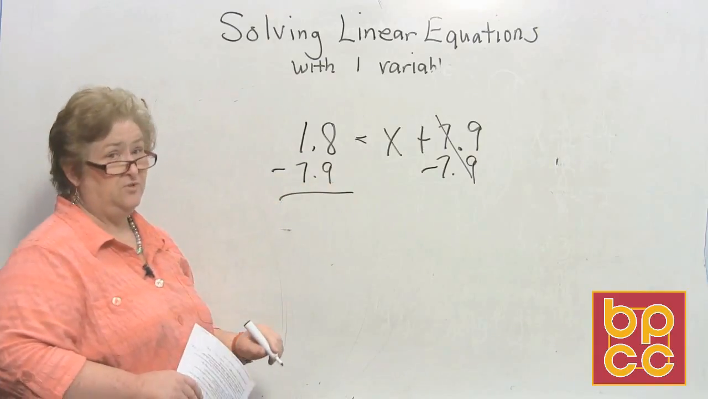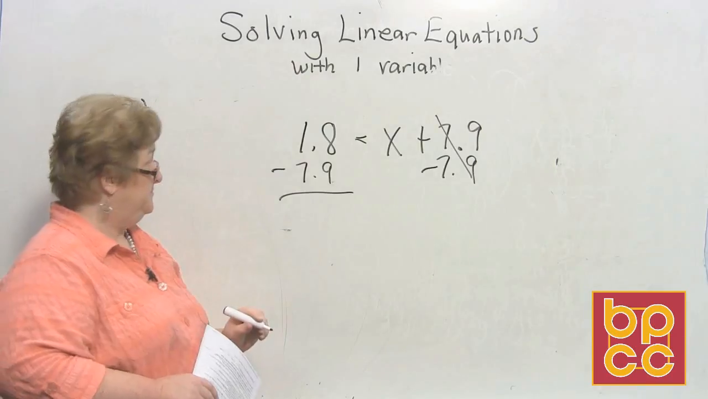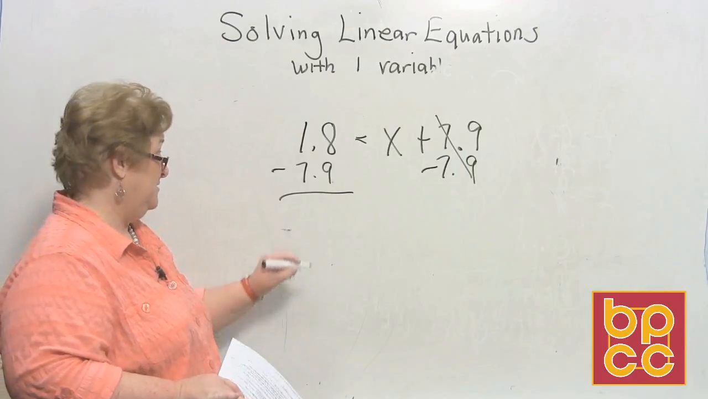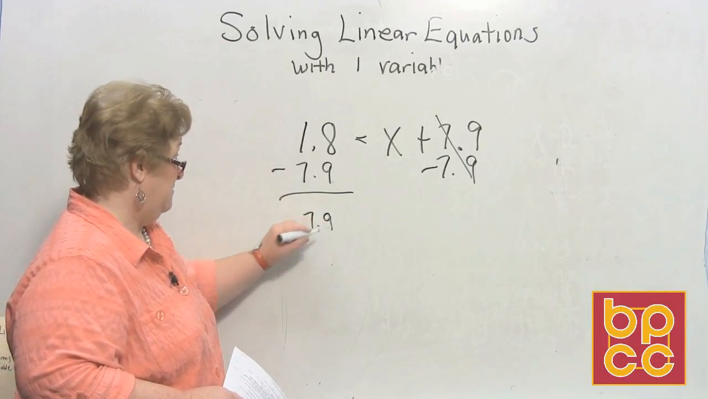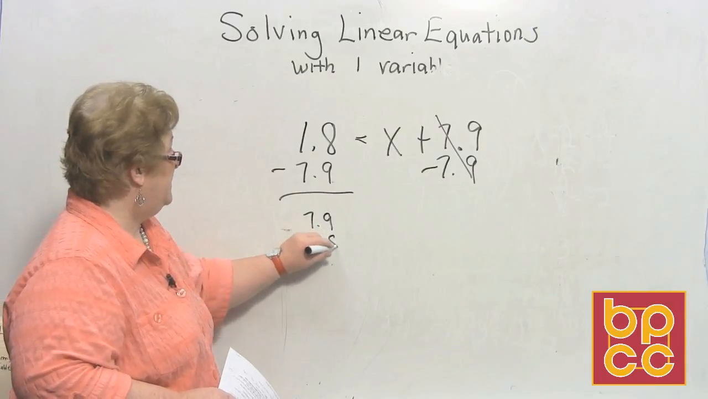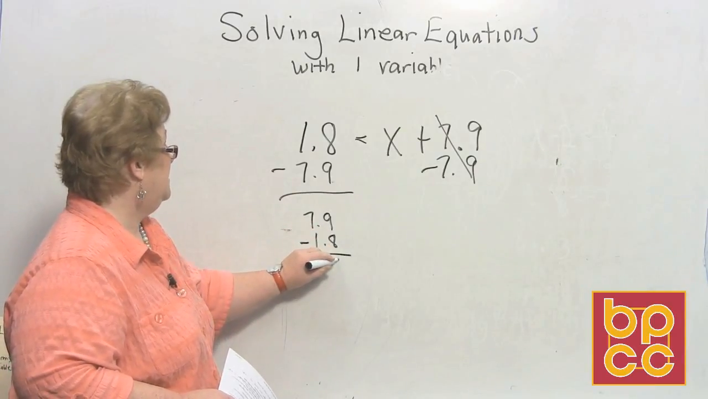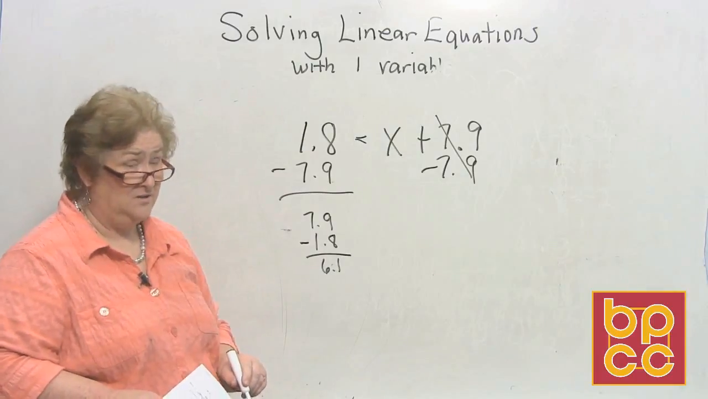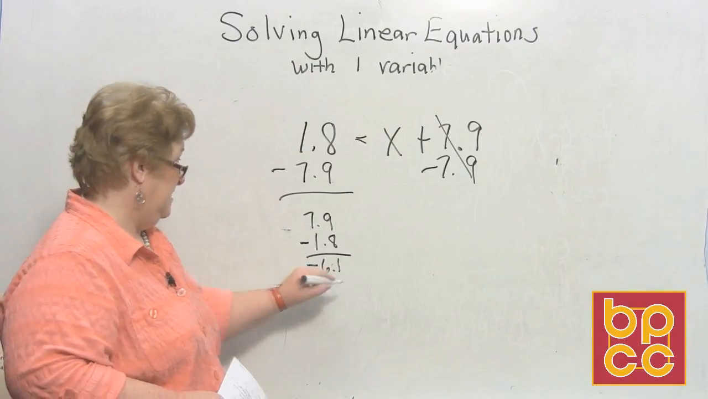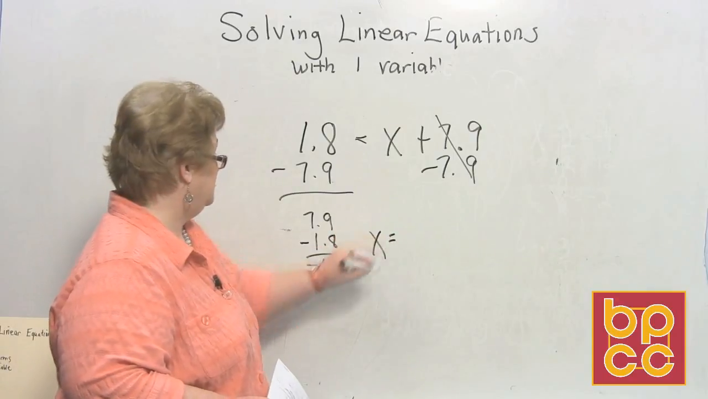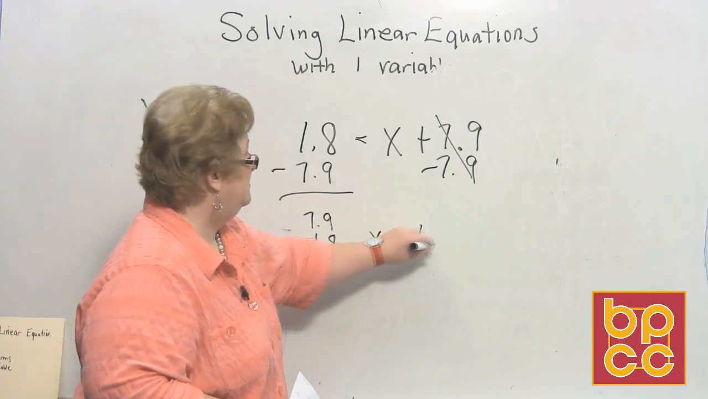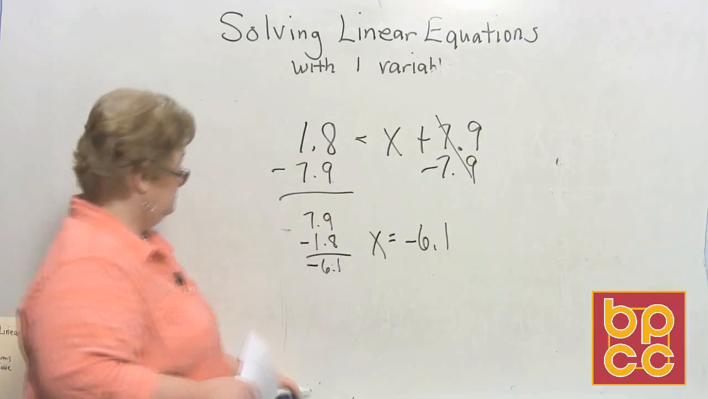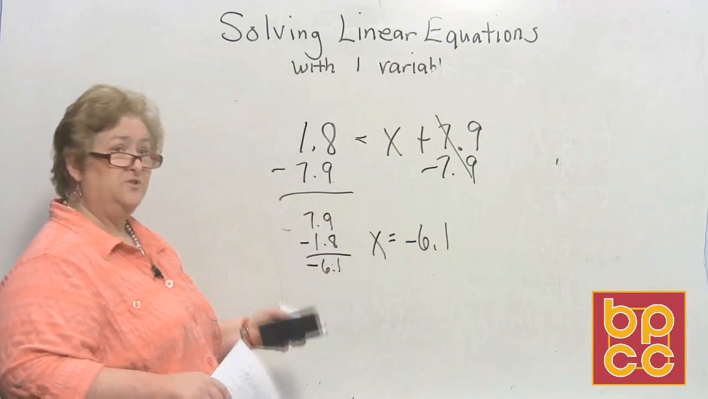Well, I don't usually subtract that way, so this is what I'm going to do. I know I've got more negative, so I know the answer is going to be negative, so I'm going to put 7.9 on the top. I'm going to subtract 1.8, and it looks like I'm going to get 6.1. But there was a lot more negative than positive, so the answer is going to be x is equal to a negative 6.1. That sounds pretty good. Okay, now we've done whole numbers and decimals. Let's do fractions now.